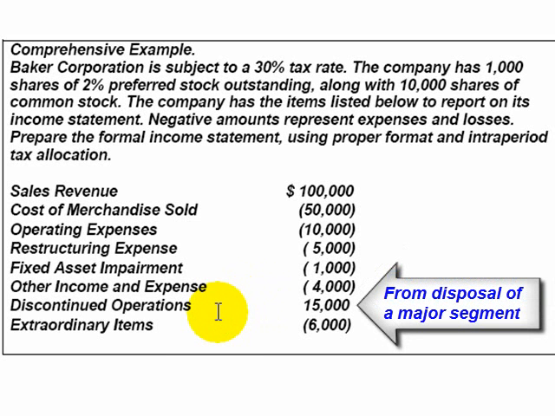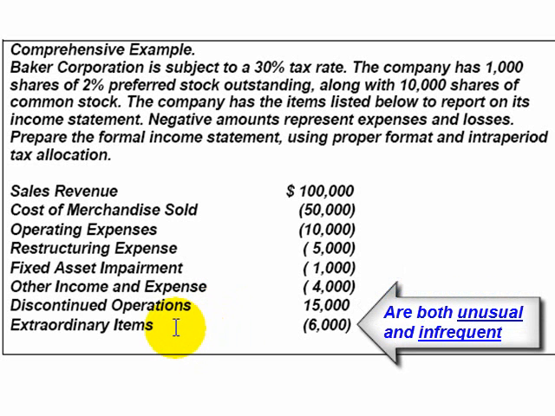Discontinued operations refer to a major segment of the business that has been discontinued during the period. This could be a division of the company or a major product line or something like that. And when the company disposes of it, usually by selling it off, then we'll have something to report as a discontinued operation gain or loss.